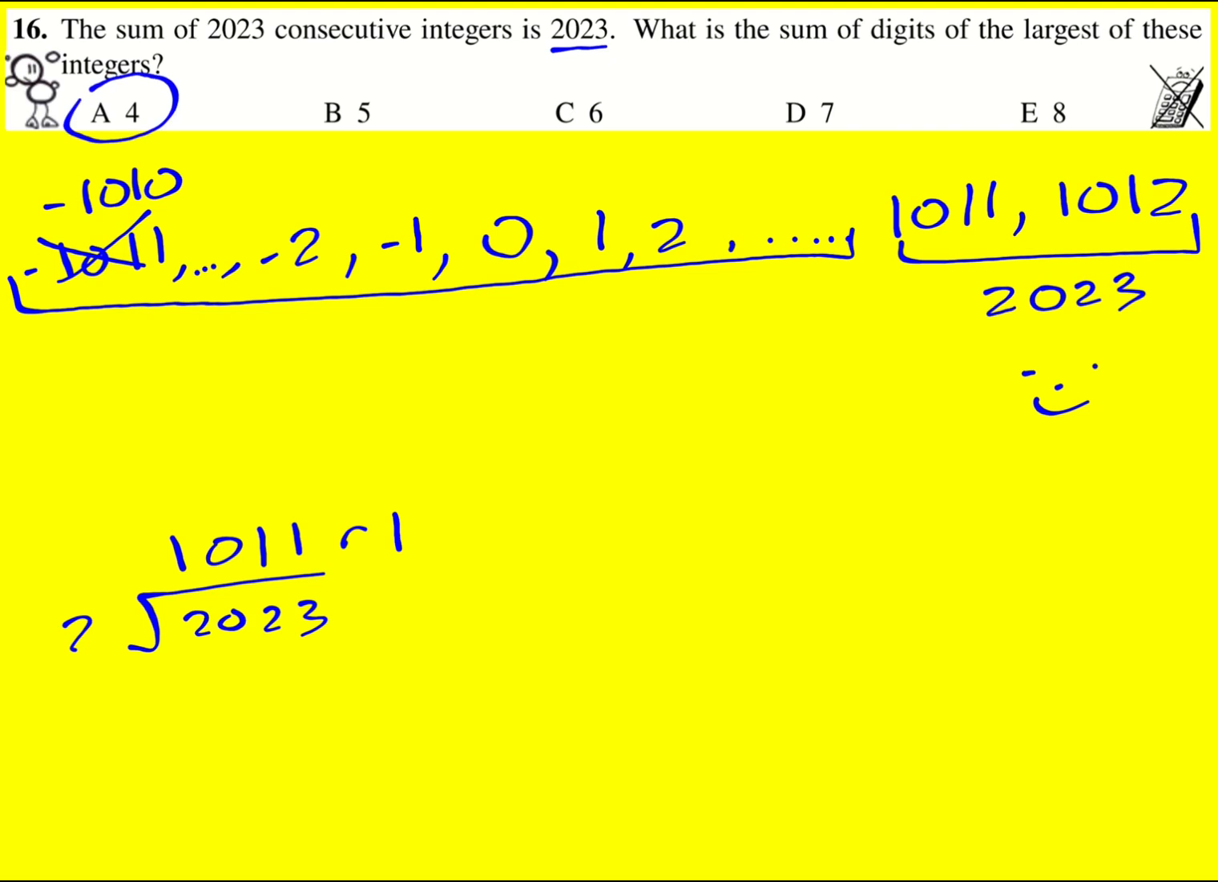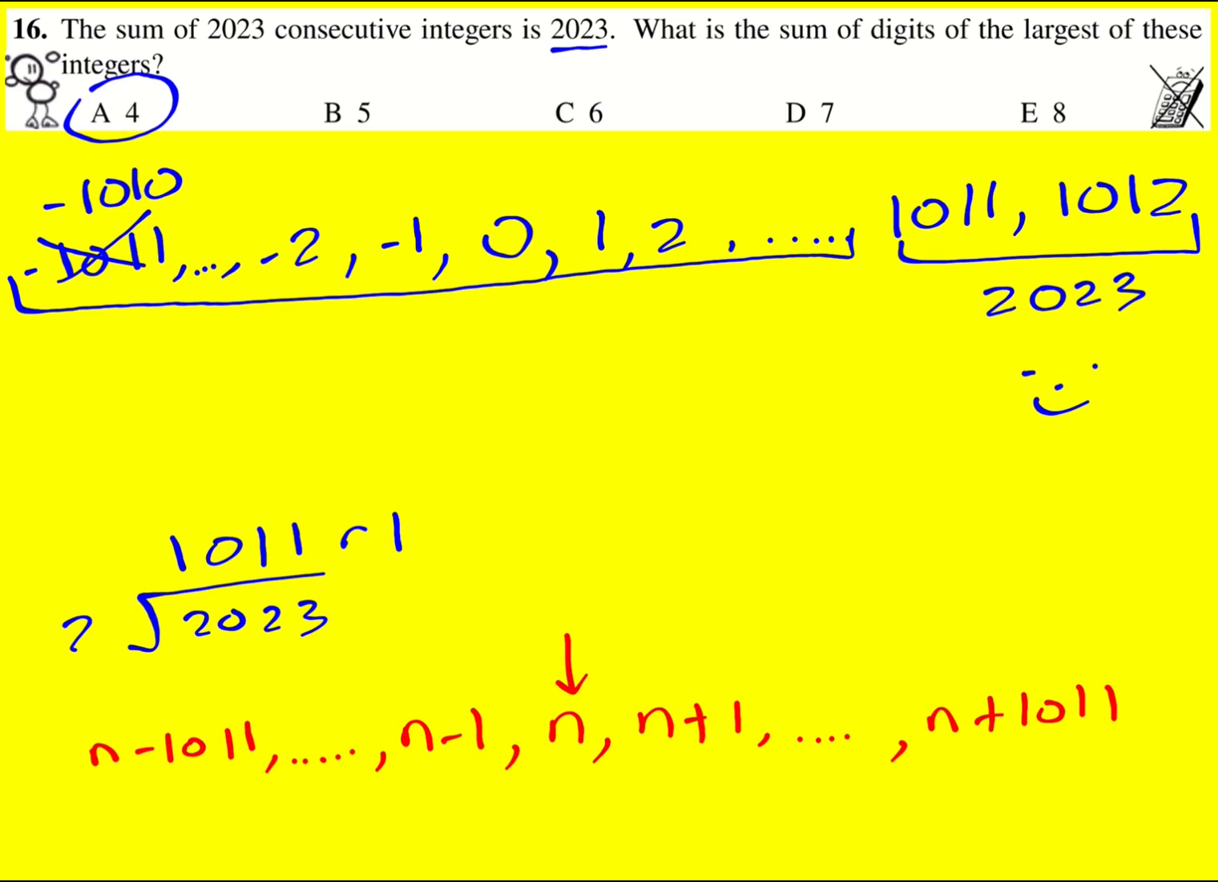Okay, so that's what I mean by trial and error. It kind of worked. I just played around with it until I got there. Here's another way you could do it. We've got 2023 numbers, so the middle number, let's call it n. And then we're going to have n plus 1 and n minus 1. And similar argument to before, the last number is going to be n plus 1011, and the first number is going to be n minus 1011, because that will guarantee that I get 2023 integers with the middle number as n.